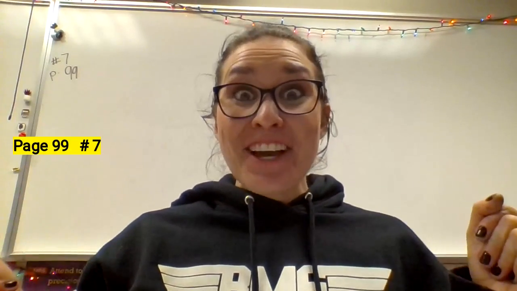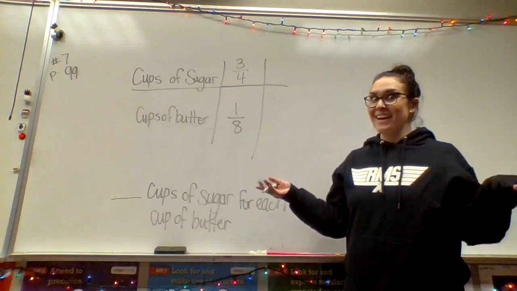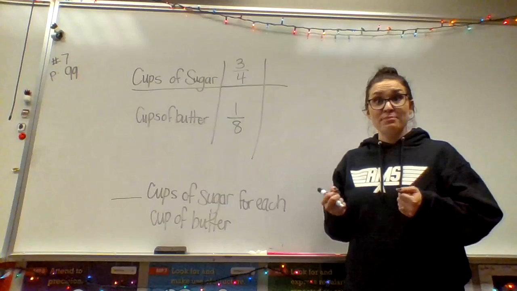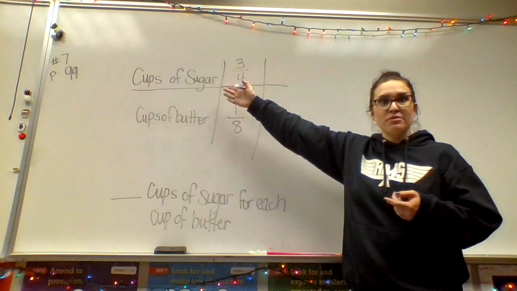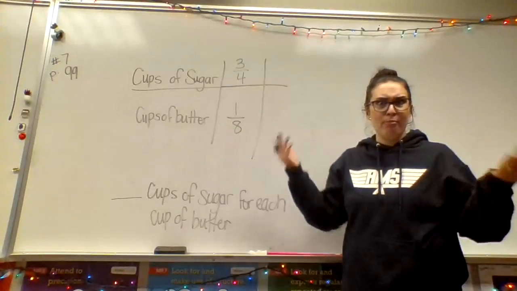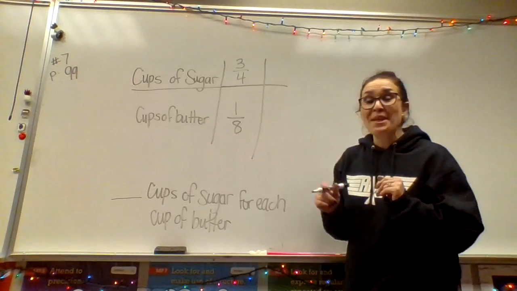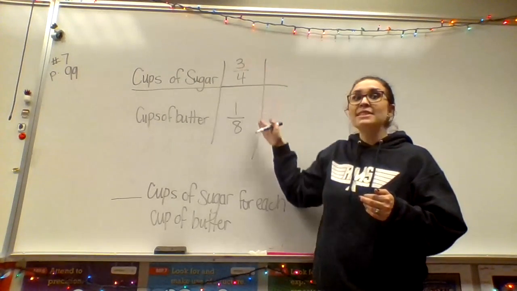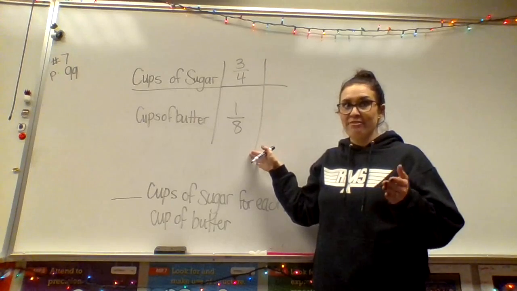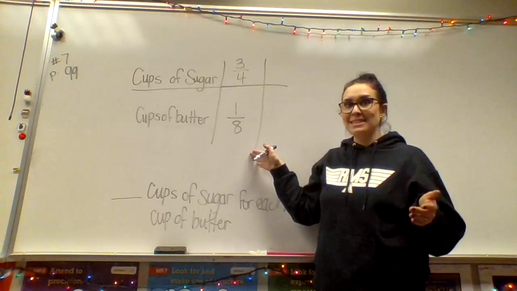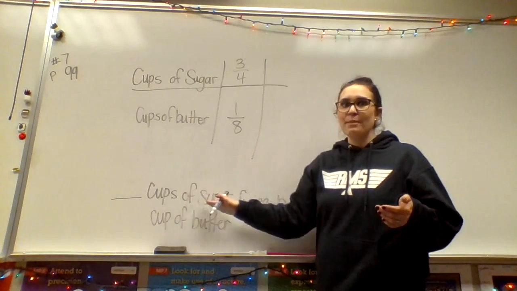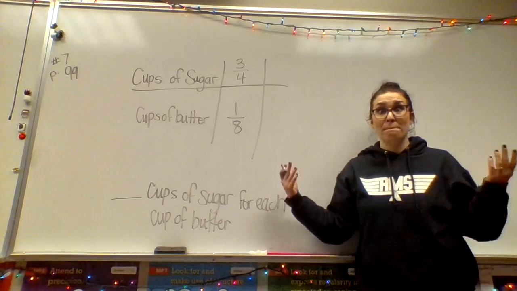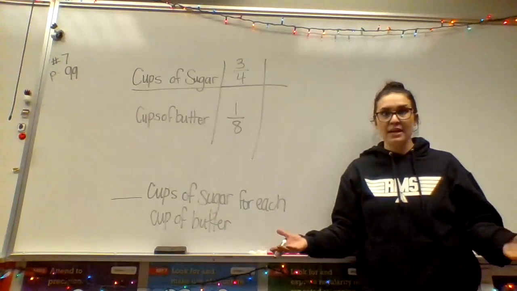Oh yeah, let's look at page 99, number 7. Again, this is number 7 on page 99. The information it gives me to start out with, my friends, is cups of sugar and then cups of butter. So I'm probably making a delicious recipe. What I first know is that if I have 3/4 of a cup of sugar, that's 1/8 of a cup of butter. But what the question is asking me to find out is how many cups of sugar I get for each cup of butter that I need.